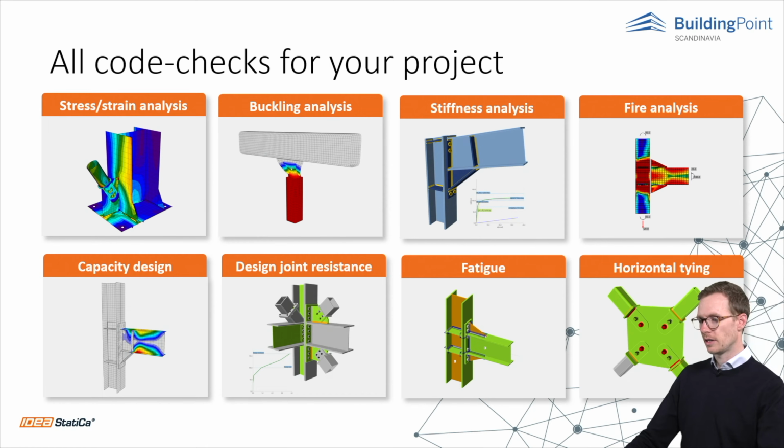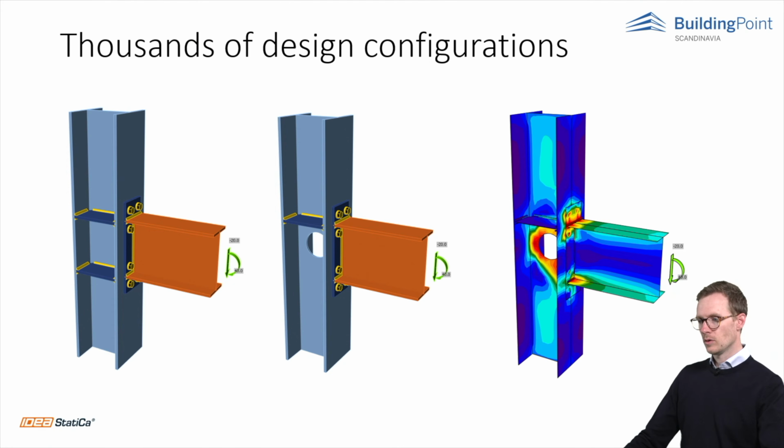Then you can do fire analysis and capacity design for the seismic connections, where you can insert a plastic hinge. Then you have the design joint resistance, where you can retrieve the reserve capacity above the load you have already applied to the connection. And then you can do fatigue analysis and horizontal tying checks. So all types of connections are possible to check in IDEA StatiCa.